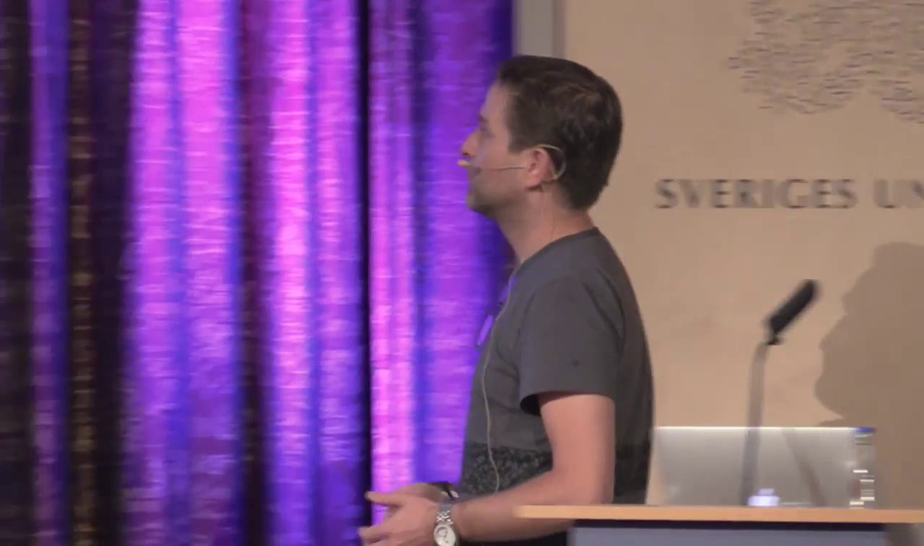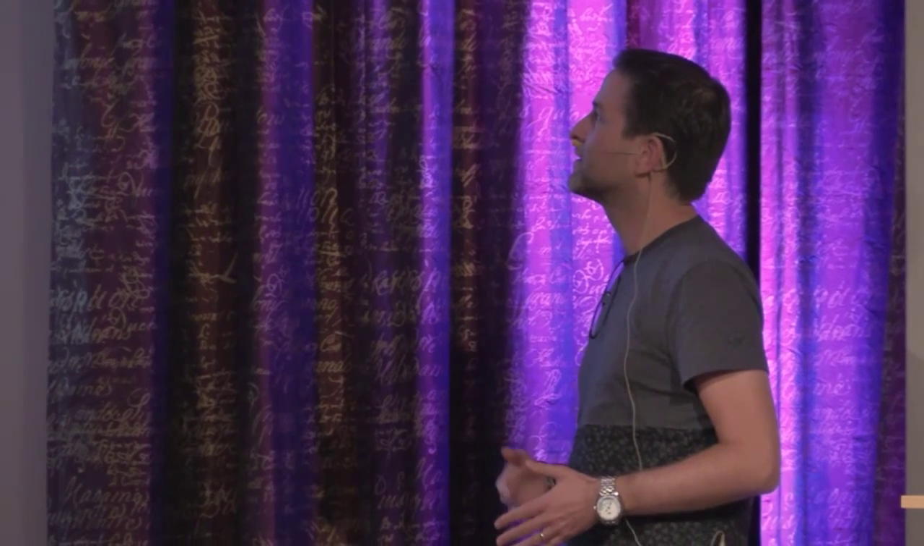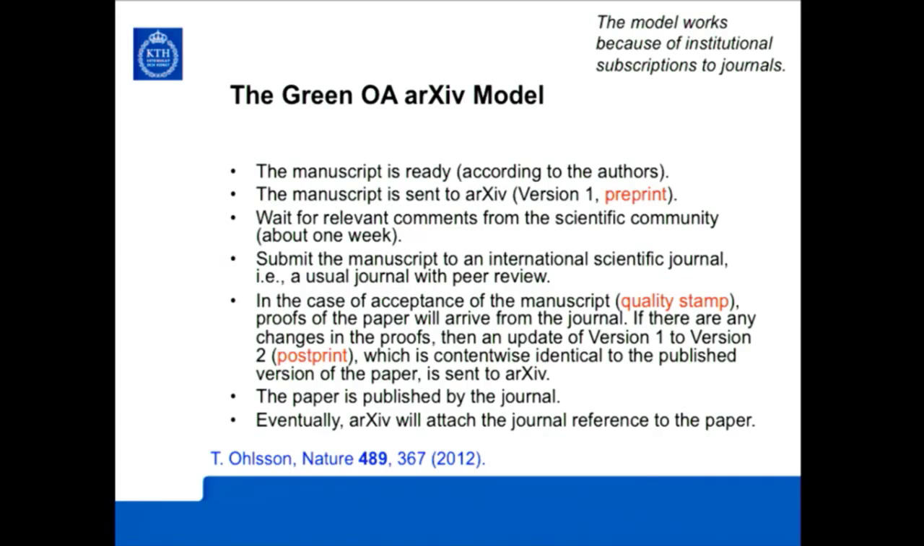Okay, so I will just go through a scheme of the green open access model as related to arXiv. These bullet points basically describe how it works in my field and how we do it when we publish material. So when a manuscript is ready, according to the authors, this paper is sent to arXiv. We call that version 1. That's the preprint. That goes to the preprint server, arXiv.